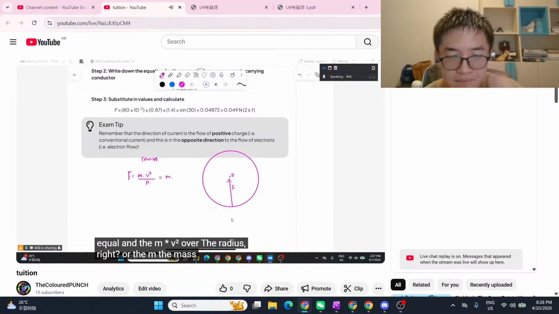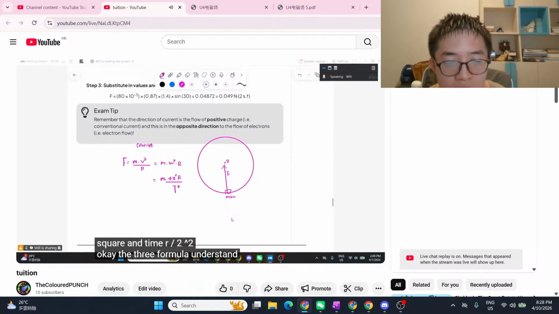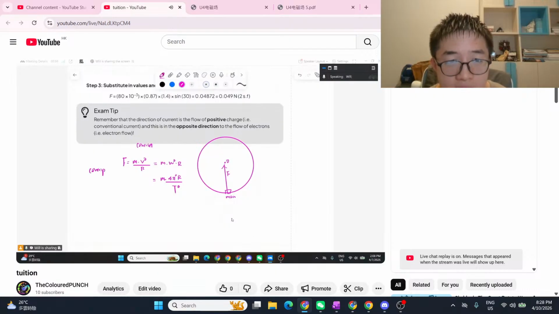Or m, the mass of the object, times omega squared times the radius R. Or we use m times 4 pi squared times r over T squared. Those are the three formulas for the centripetal force. Do you understand it? I do not understand the other two. Kind of forgot how to do the formula.